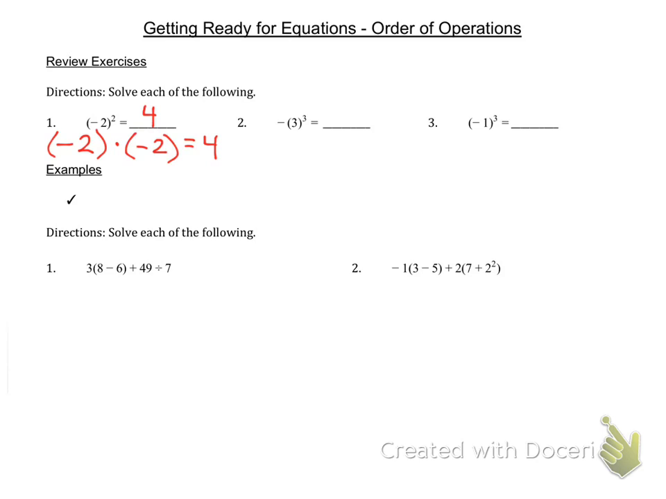Number two, we have a negative and then 3 cubed, or 3 to the 3rd power. So I'm going to rewrite the 3 cubed as repeated multiplication. So that's going to be 3 times 3 times 3. And then I'm going to add that negative from the front. You can also write that as a -1. So -1 times 3 is a -3. -3 times 3 is -9, and then -9 times 3 is a -27.